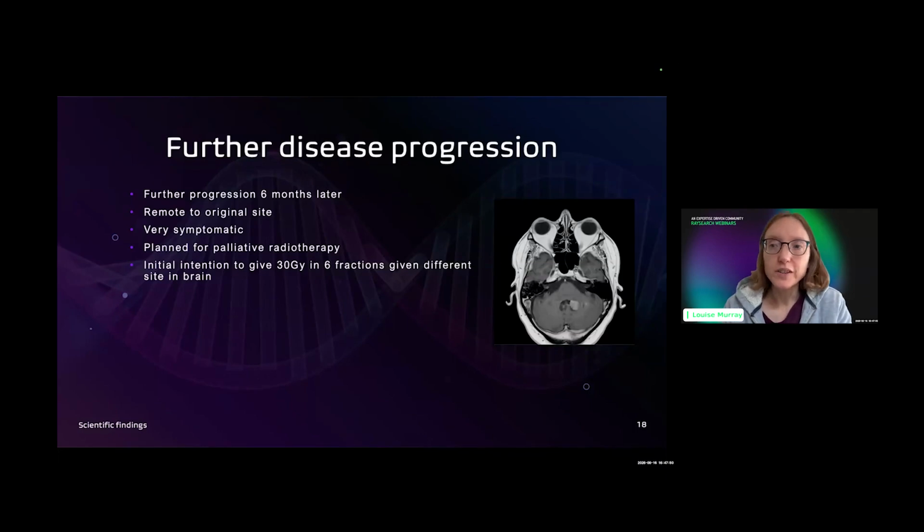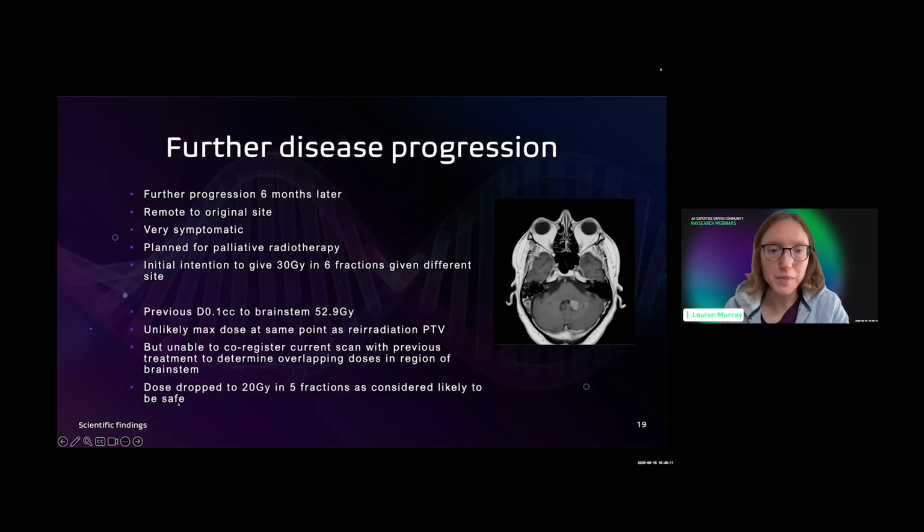And so the clinician who was looking after him, because it was at a distant site, said, well, let's give him more radiotherapy. It will be palliative, but because it's so far from his previous treatment, let's give him very high dose palliative radiotherapy, so 30 Gray in 6 fractions. That was the original intention.